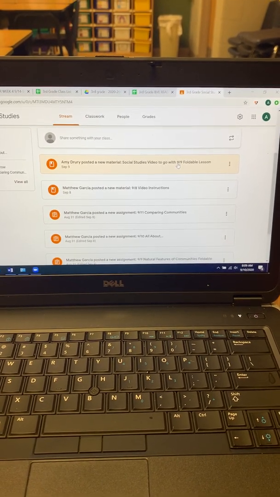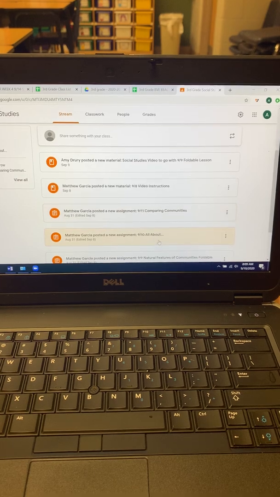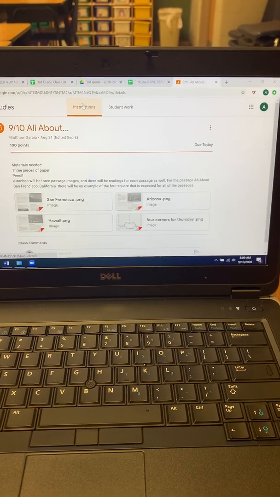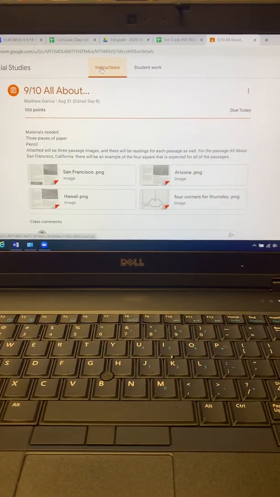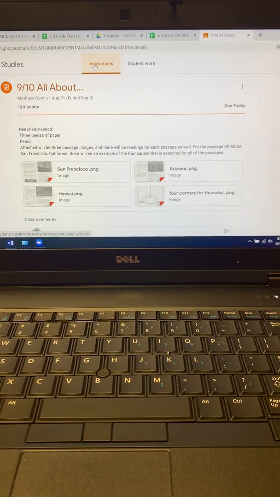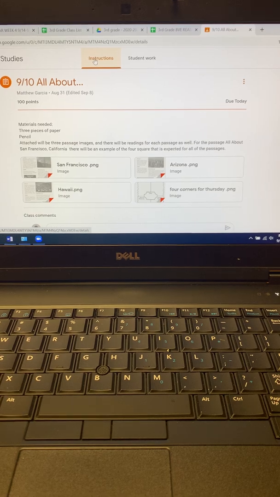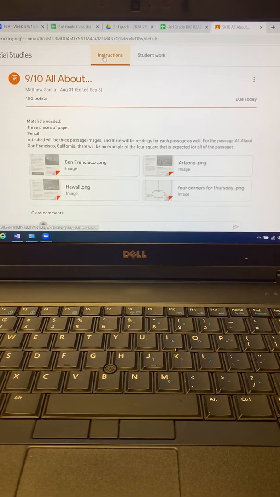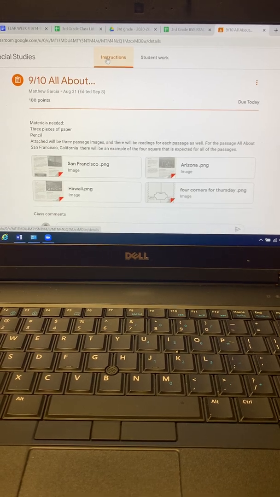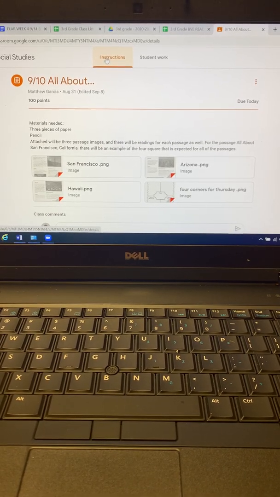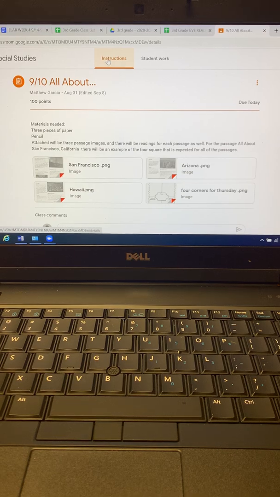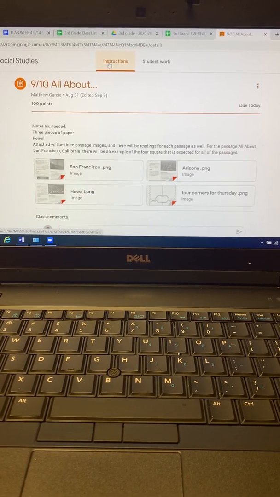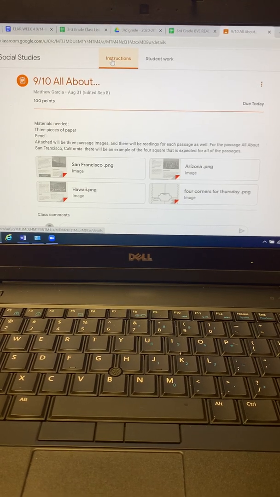Now we're going to move on to the lesson for today, which is 9/10. And if you go to the instructions, it's all about communities and just different communities around the United States. So you would need 3 pieces of paper, or you could just use 2 and use the back of one of them, a pencil, and then attached you're going to see 3 passage images, and there will be readings for each passage as well.